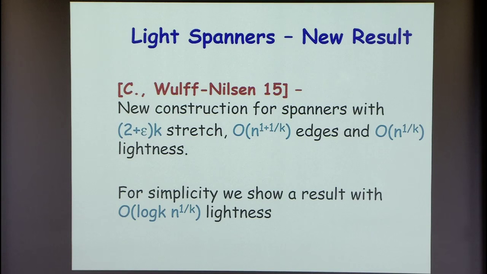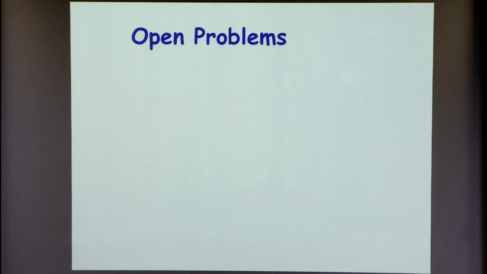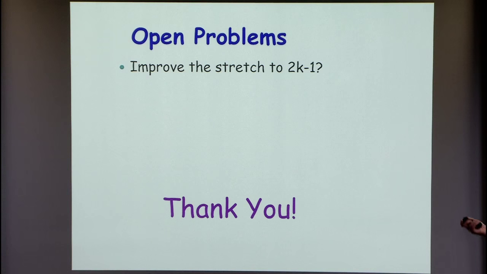Okay, just to summarize, what we showed here is O(k) times n^(1/k) lightness. In the paper, we showed n^(1/k) lightness with this number of edges and this stretch. And we have here a dependency on epsilon. In the number of edges, we don't have a dependency on epsilon. The question that remains is, can we improve the stretch to 2k minus 1? Remove the 1 plus epsilon additional factor in the stretch that we get. Any questions? Thank you.